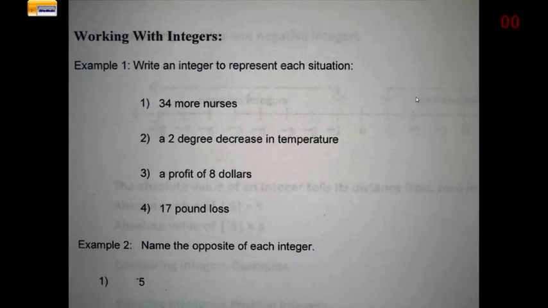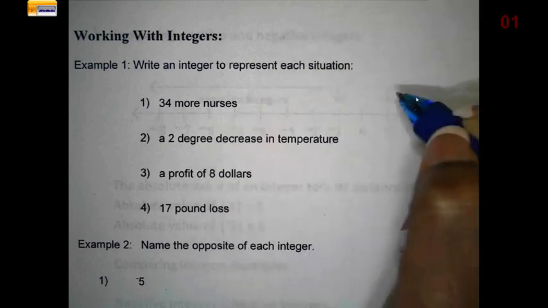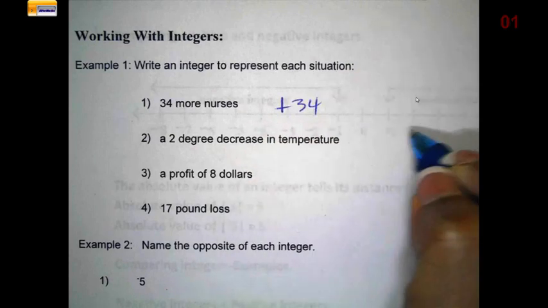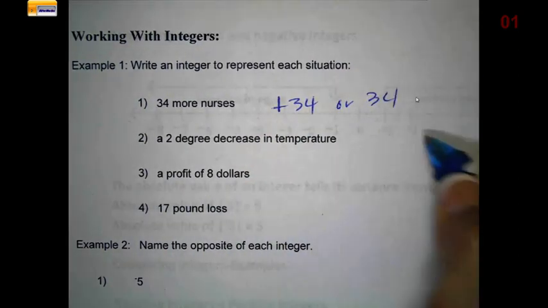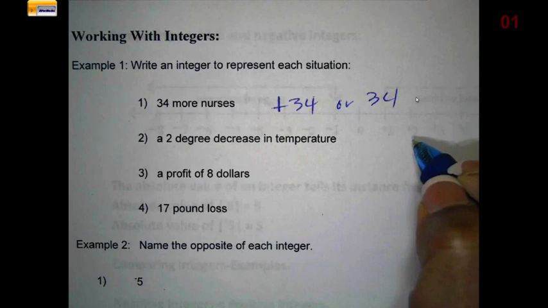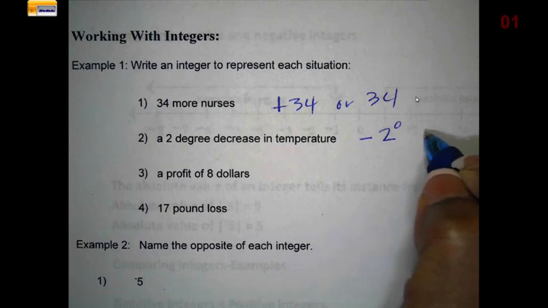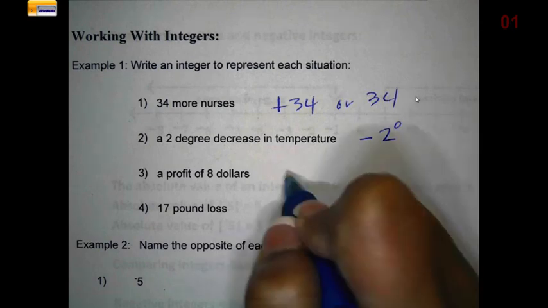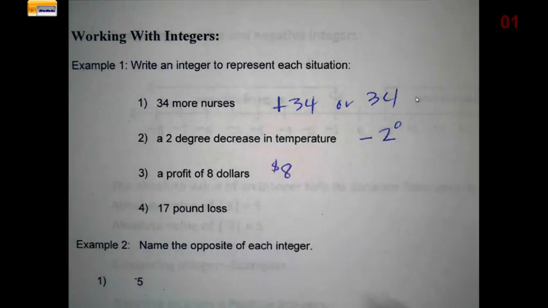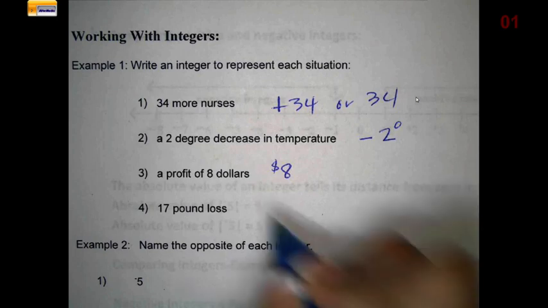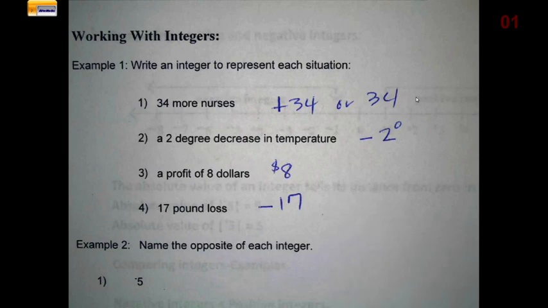Okay, so on example 1, how did you write the first problem here under 1? So 34 more nurses, you did plus 34, or just 34 is okay. What about number 2? Decrease in temperature? -2 degrees. Decrease. And number 3? Positive $8. And a 17-pound loss. How would you write it? -17. I'm sorry, it was a 17-pound loss. Okay.